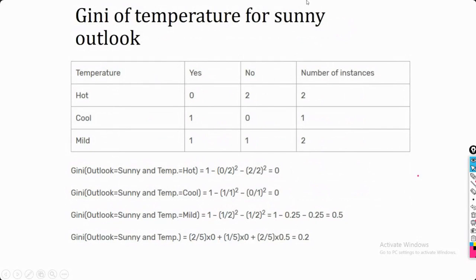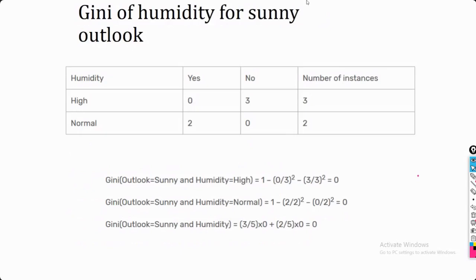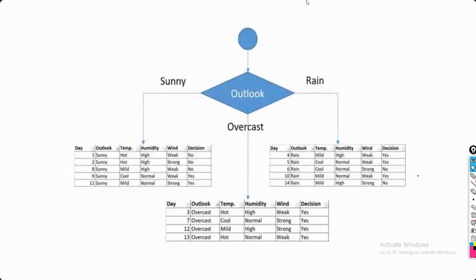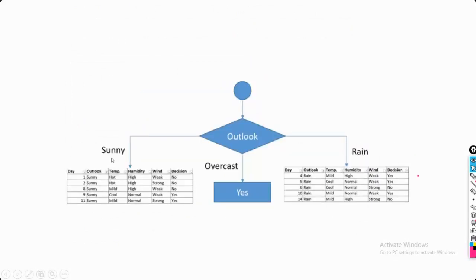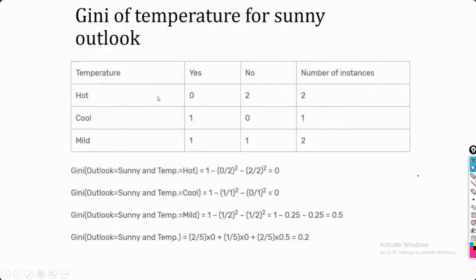Out of these 5 instances, next we are going to consider the combination with respect to your temperature. We will consider it for your wind also. First we will consider humidity, and wind, and next we decide which combination is suited best with your outlook sunny. So that we are going to see.